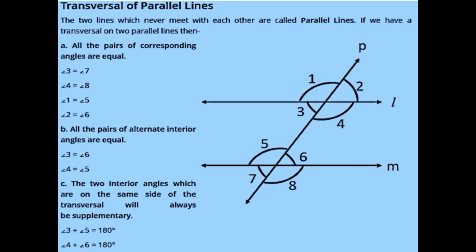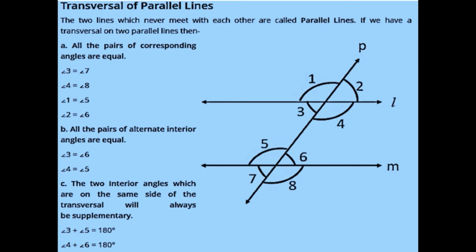So now you see the transversal of parallel lines. The two lines which never meet with each other are called parallel lines. If you have a transversal on two parallel lines, then all pairs of corresponding angles are equal. You see angle 3 equal to angle 7, angle 4 equal to angle 8, angle 1 equal to angle 5, angle 2 equal to angle 6.